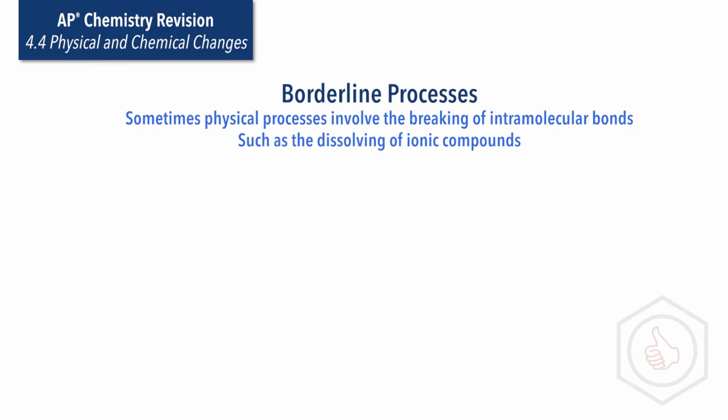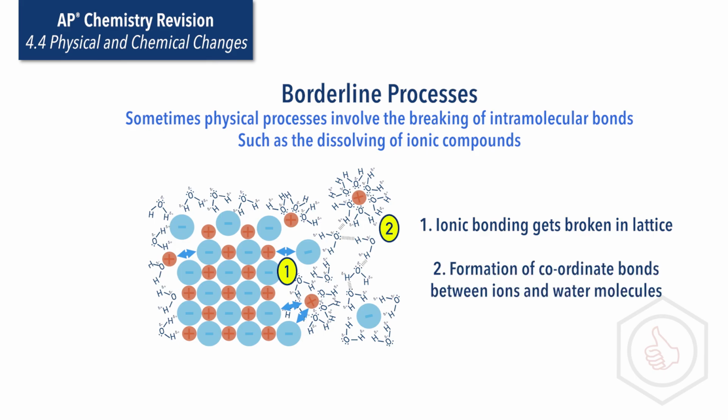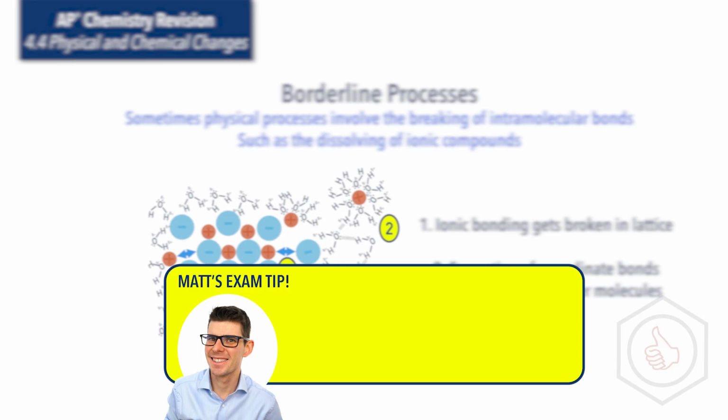When an ionic compound dissolves in water, ionic bonding in the crystal lattice gets broken, whilst at the same time there's a formation of ion-dipole interactions between ions in the compound and surrounding water molecules. However, no substance is actually formed, so it can be argued as being both a physical and a chemical process, depending on the context.